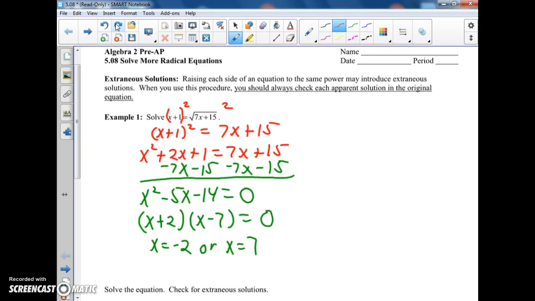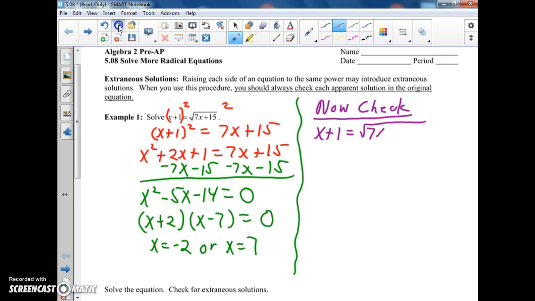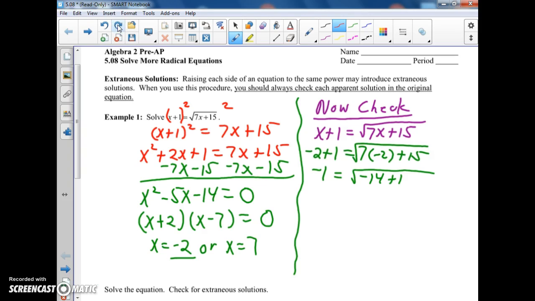Now here comes the new thing. We've got to see if those are indeed the answers. So here's what you're going to do. You're going to take the original problem, and we're going to do negative 2 first. We're going to substitute negative 2 into the original problem and check to see if that's right. So here's the original problem. Now let's substitute negative 2 in there for x, like this and like this.